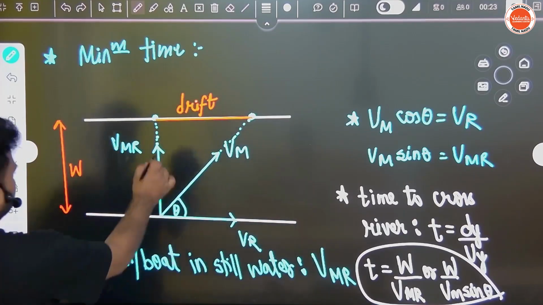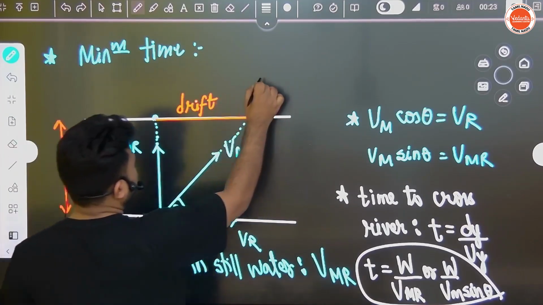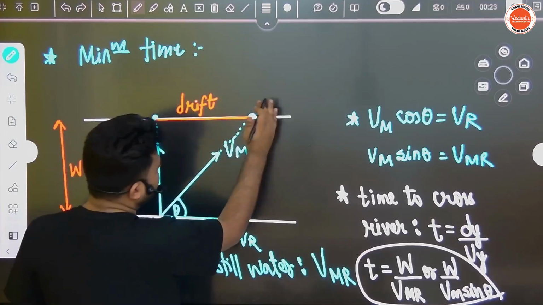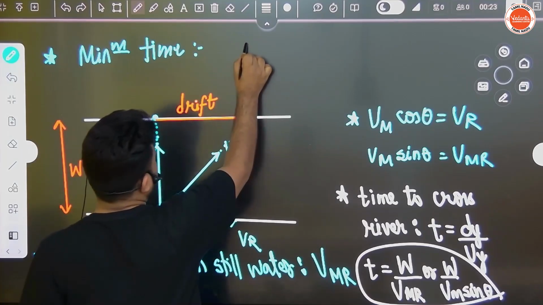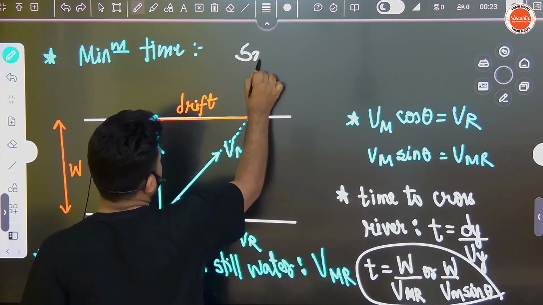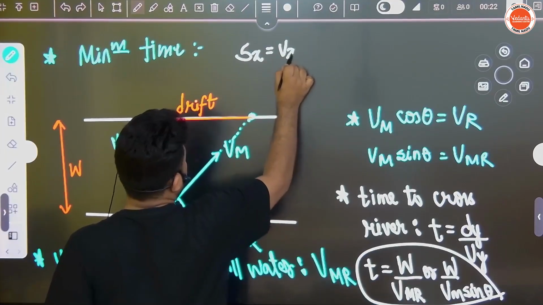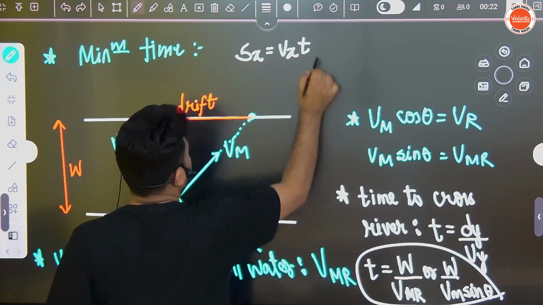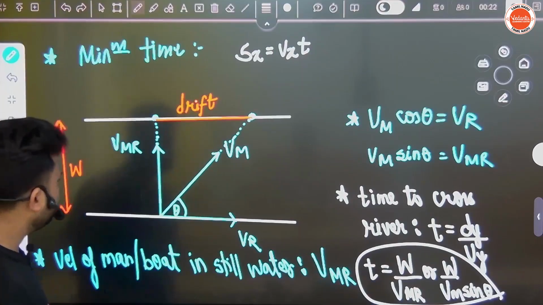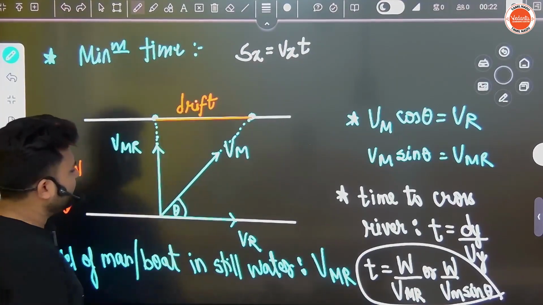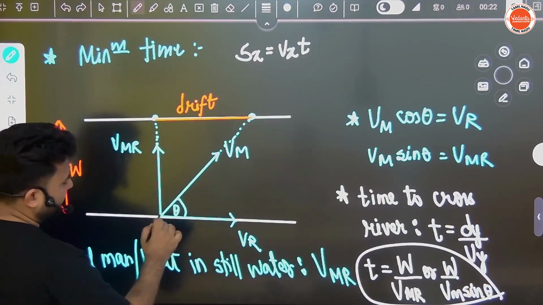Now they will ask how much it got drifted. Drift means they are talking about x direction. So displacement in x direction. Can I write distance equals speed into time? Speed in x direction multiplied by time. So speed in x direction is how much? VR.